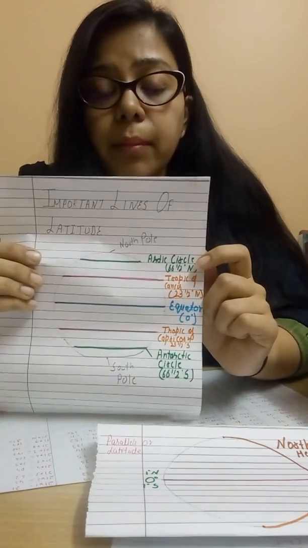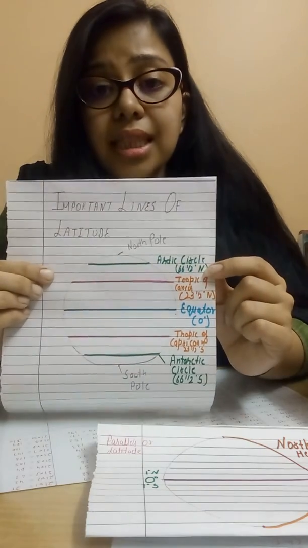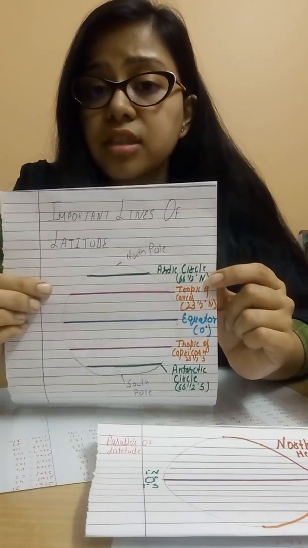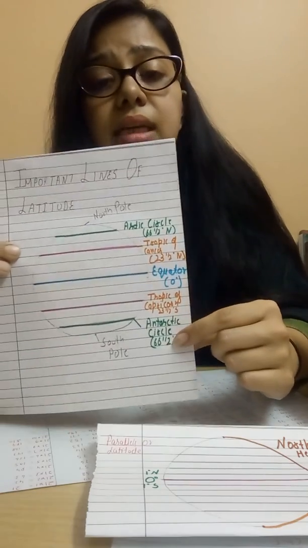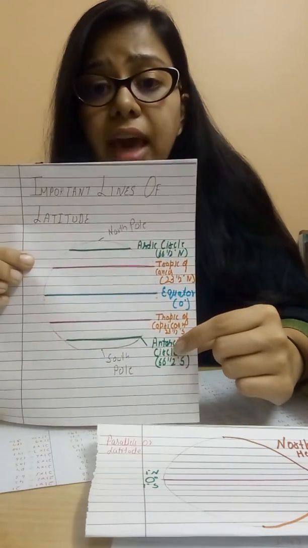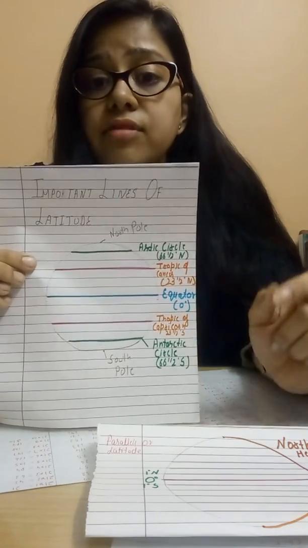Now again coming up in the northern hemisphere, the Arctic Circle. This line is 66.5 degrees north. This is known as the Arctic Circle. Similarly, in the southern hemisphere, we have the Antarctic Circle, 66.5 degrees south. Exactly, south. Class students, it's very important to mark north and south because you must know where these lines are located.